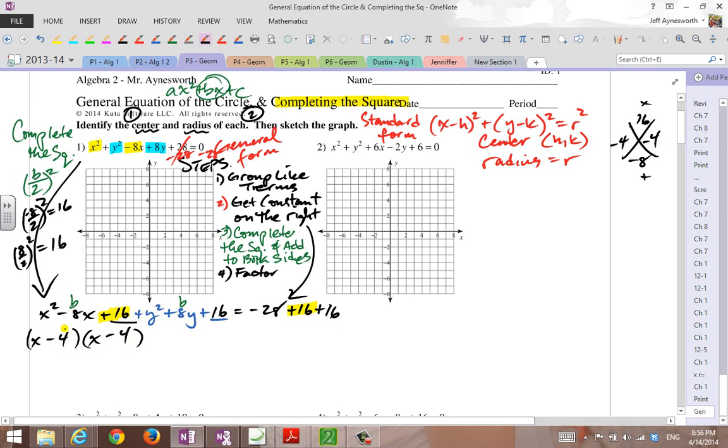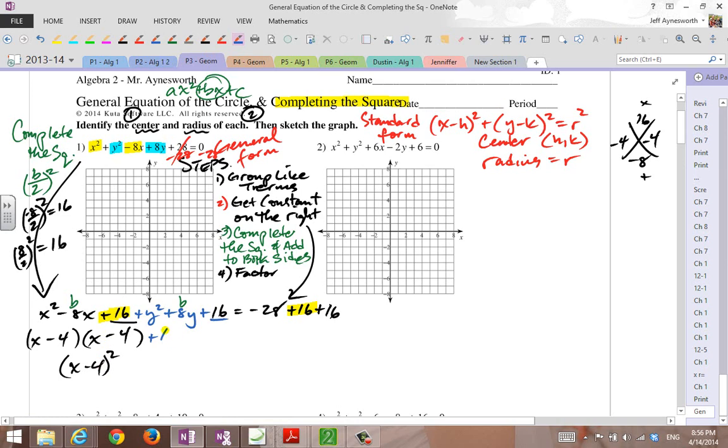And remember back last year that whenever you complete the square, these binomials are always the same. And so that would give us x minus 4 squared. And notice how it looks just like the standard form of the circle. That's why we're doing this, to get from general form to standard form: we complete the square, factor it, and write it in standard form so we can see the center. Well, we need to do the same thing with the y variable.